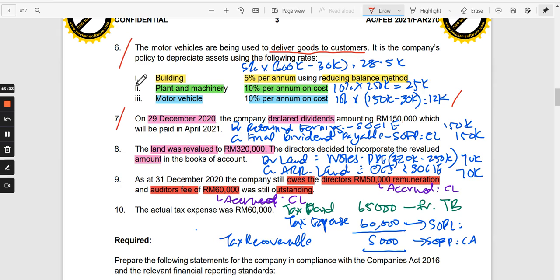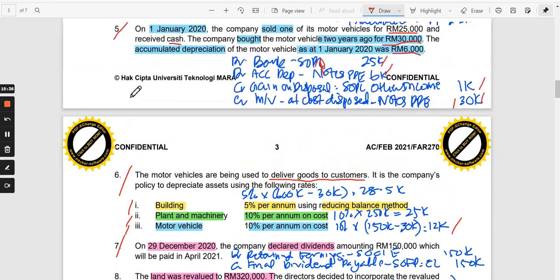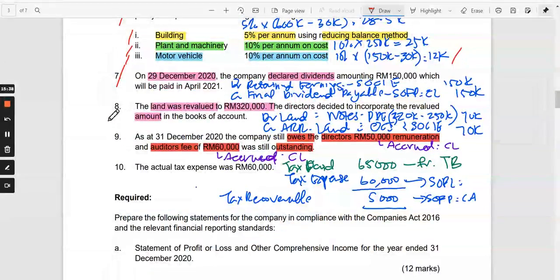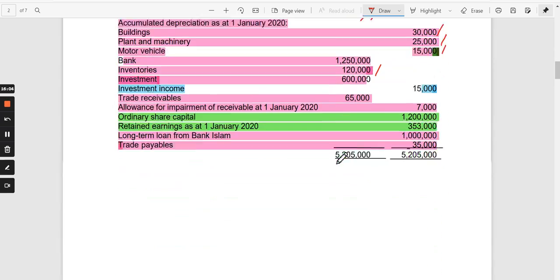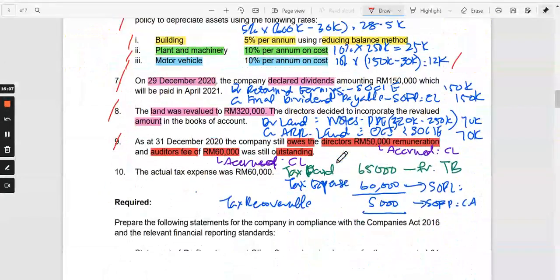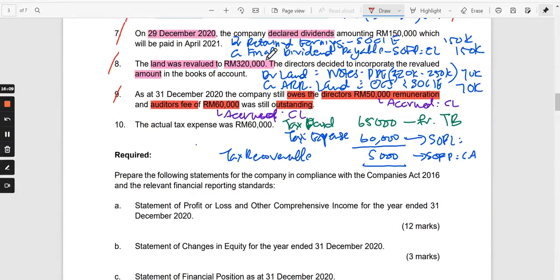So this has been done, this has been done, all this. Make sure you check all that. And we are now doing revaluation of land. It was revalued to 320. This is the fair value. Directors decided to incorporate this fair value as the revalued amount. So what you need to do is to compare the fair value 320 with the carrying value. So the carrying value of the land is 250, which is at cost. No depreciation because it is a non-depreciable asset.